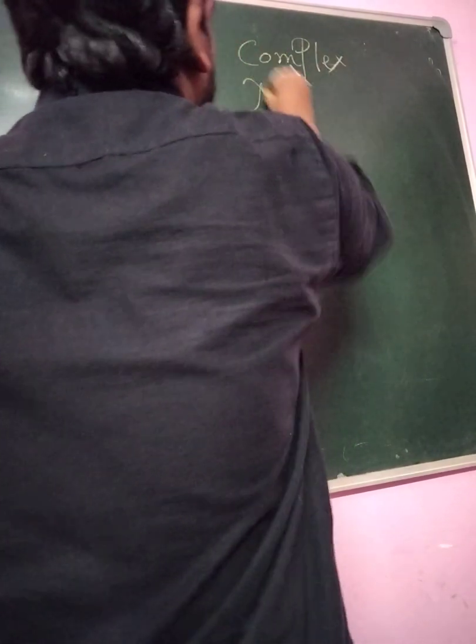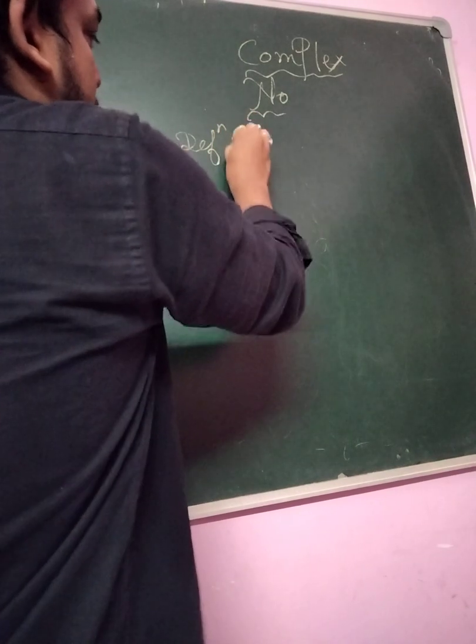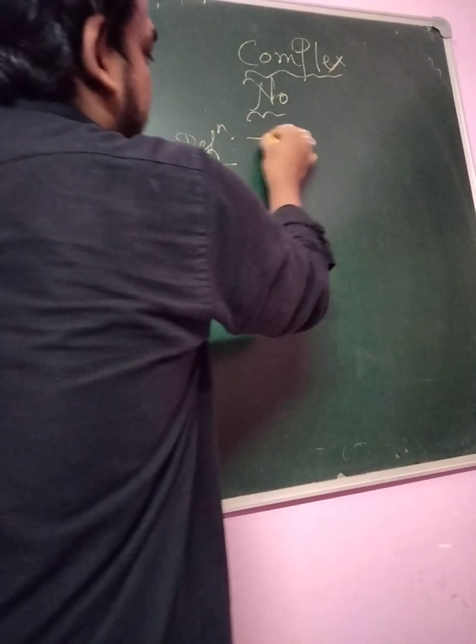So now today we discuss complex numbers. So what is a complex number? Basically, what is the definition of a complex number? So a complex number is denoted by Z.